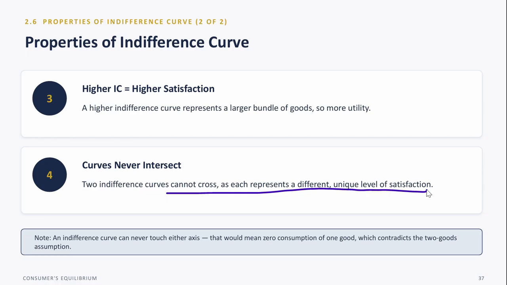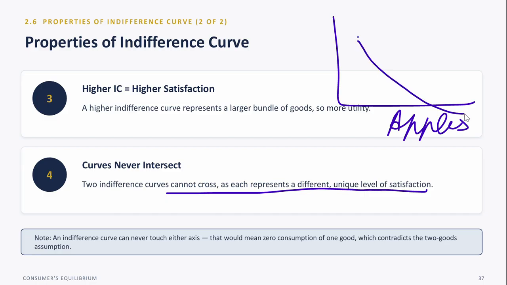Also, there is one more property which says that the indifference curve can never touch either axis, neither the x-axis nor the y-axis, because when it touches an axis, it would mean that the consumption of that particular commodity has been zero. If we take apples to be here, and the indifference curve touches this axis, that would mean that the consumption of apples has become zero. But our assumption was that the consumer is consuming two commodities and has not reached the saturation position, right, which contradicts the two goods assumption, right?